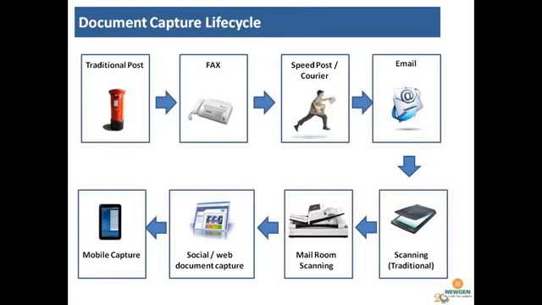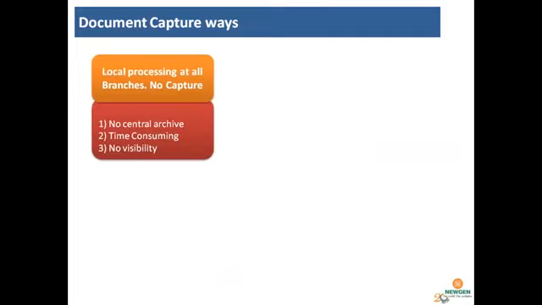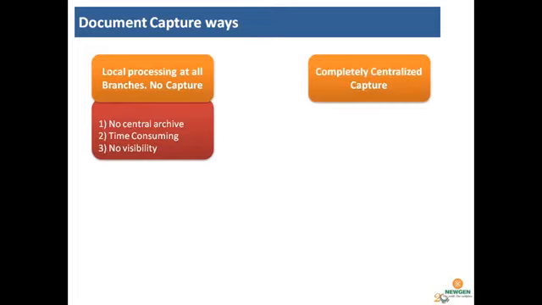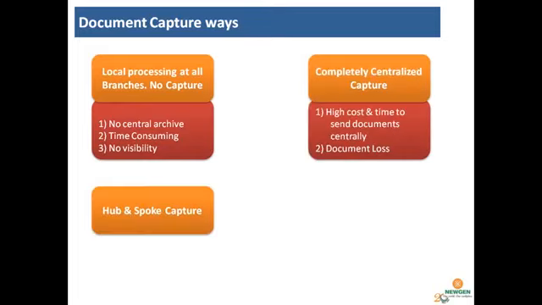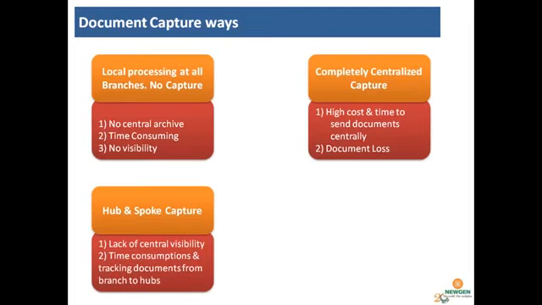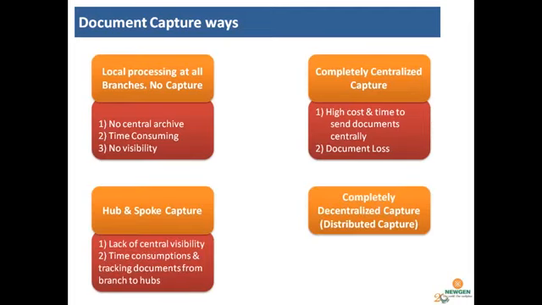These are the modes of the document capture lifecycle. Now we have automated these particular modes, and we will see that in our future slides. Now the ways: local processing at all branches, no capture, so no central archiving, document capture is wasted, time consuming, no visibility. They are collecting the documents but not processing them. Completely centralized capture means high cost and time to send documents centrally. Hub and spoke capture has a lack of central visibility, time consumption and tracking of documents from branches to hub.